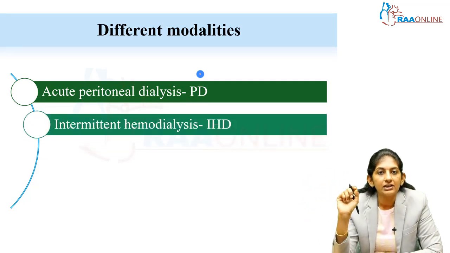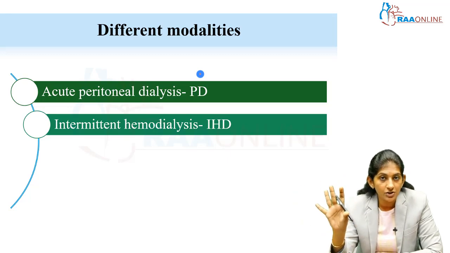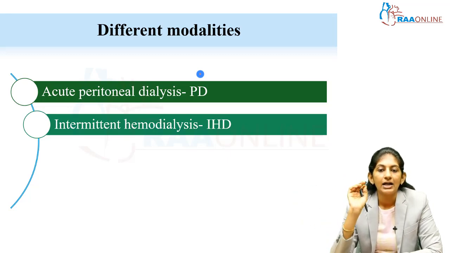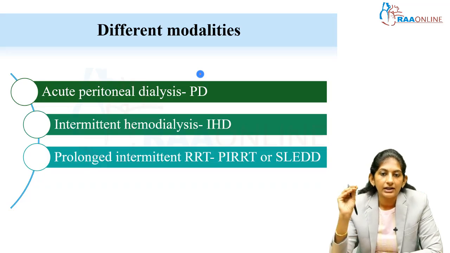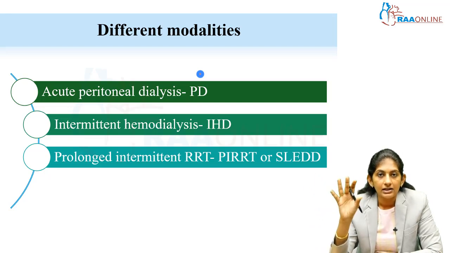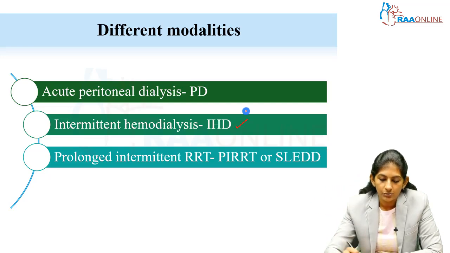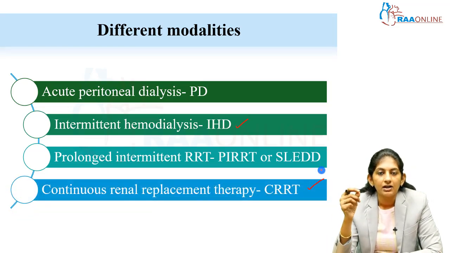Number two will be intermittent hemodialysis. We know continuous dialysis, intermittent dialysis. That much you will know by now, yes, as a postgraduate. So intermittent hemodialysis is one modality. Number three, prolonged intermittent RRT or SLED. This is a slow dialysis. So that is SLED, and prolonged intermittent RRT is otherwise known as PIRRT. In this discussion, we are going to talk about intermittent hemodialysis and continuous renal replacement therapy, that is CRRT. Very few points about PD. I am not going to discuss SLED here.